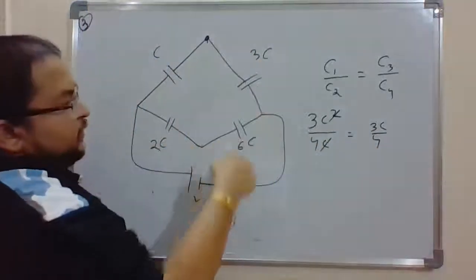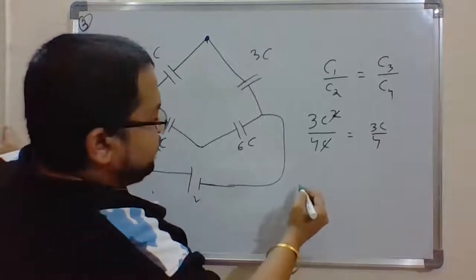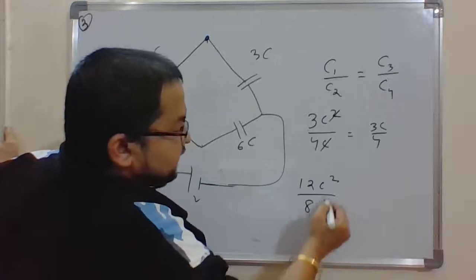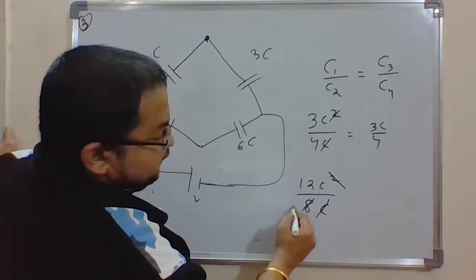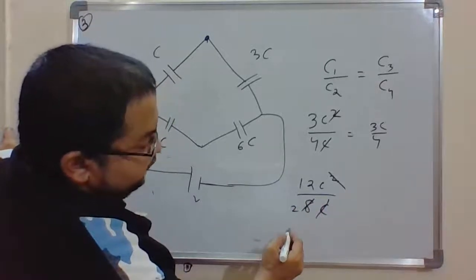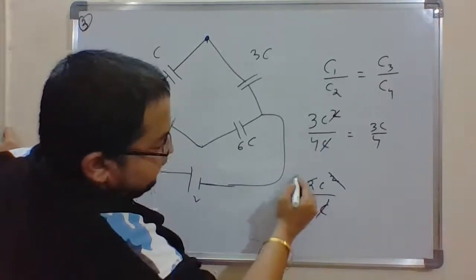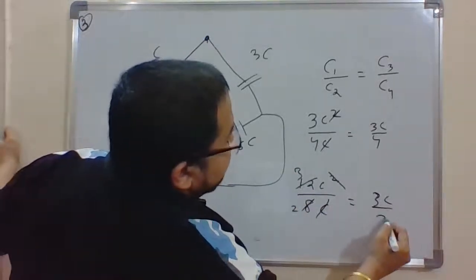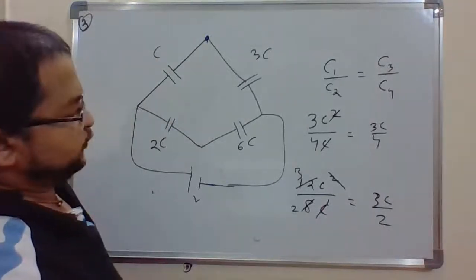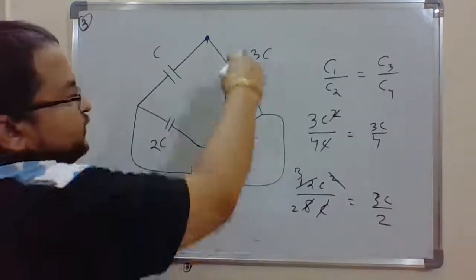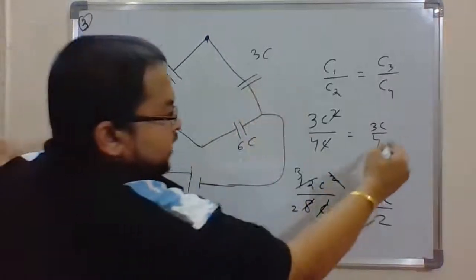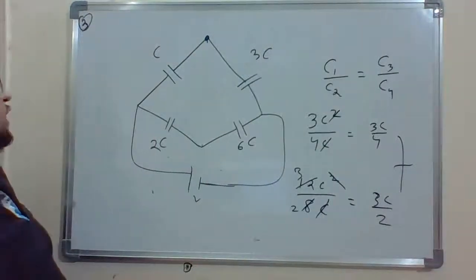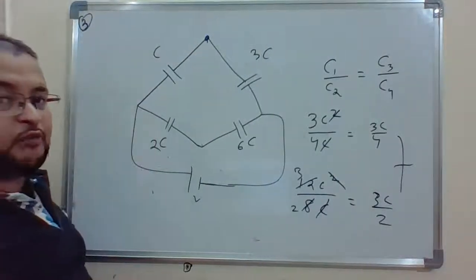This part. Similarly, this will also be 12C squared by 8C. C gets cancelled. Sorry, yeah, this is 2, and this is 3. So this is again 3C by 2. Now, obviously, these two are in parallel, so you can add both of them, and whatever is the mathematical addition, that becomes your equivalent capacitance, right? So this is how you can solve it easily.